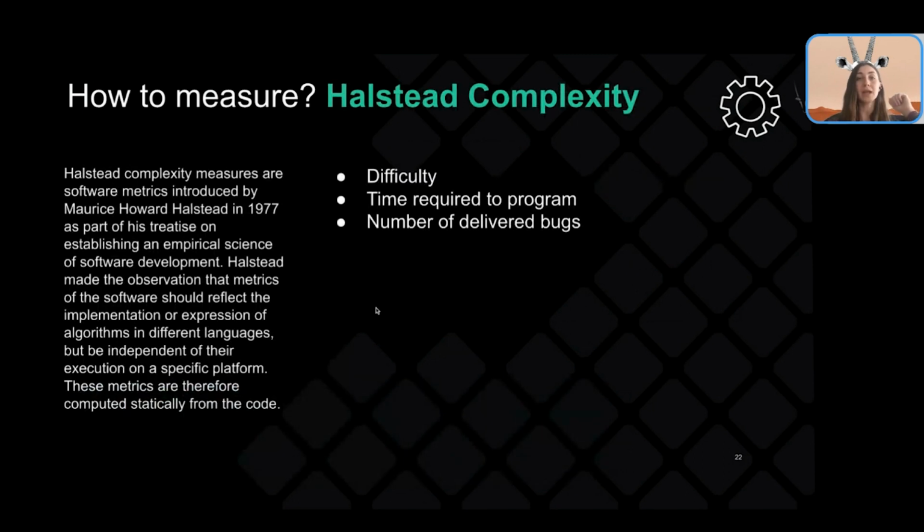And let's try the first one. Let's try the Halstead complexity. Halstead complexity is basically several formulas. Behind the scenes, you will have several formulas that can calculate difficulty, the time required to program, and the number of delivered bugs. Of course, these are formulas that were invented in 1977. They're still used.